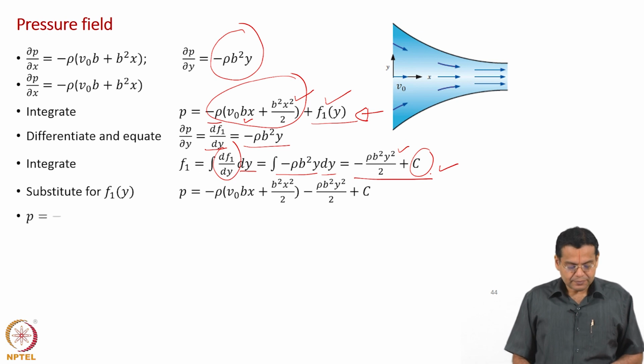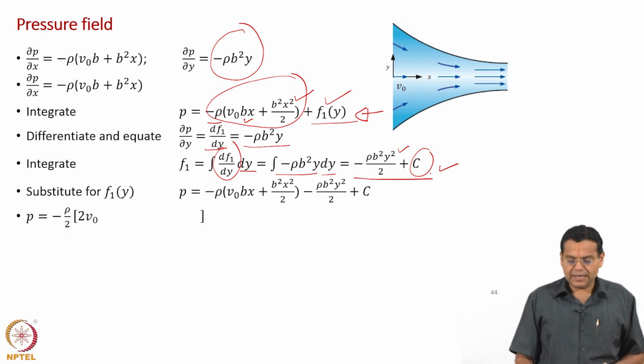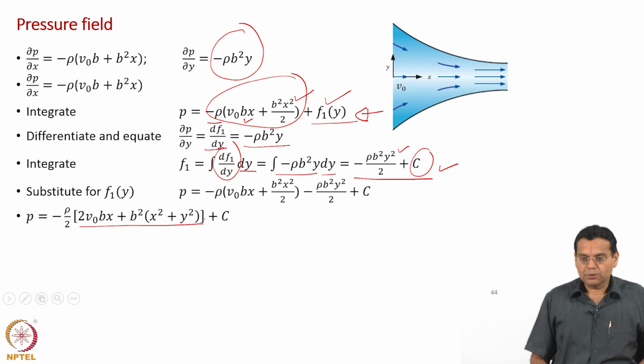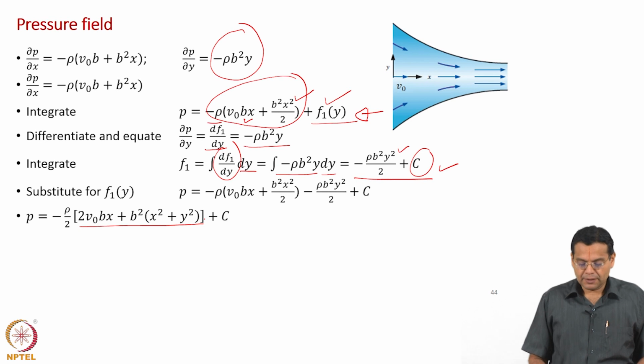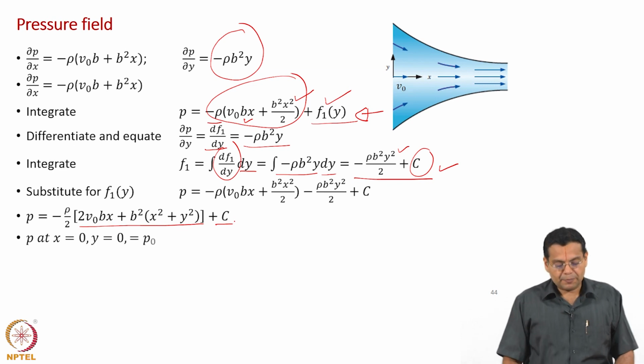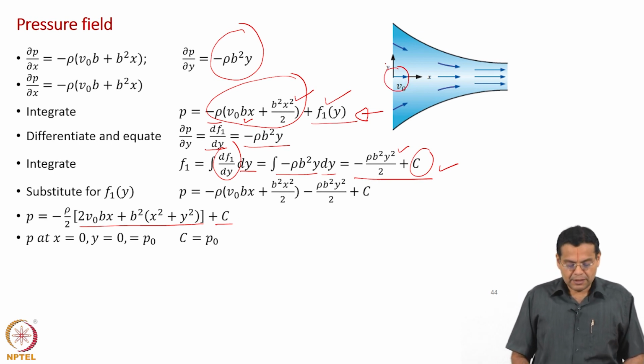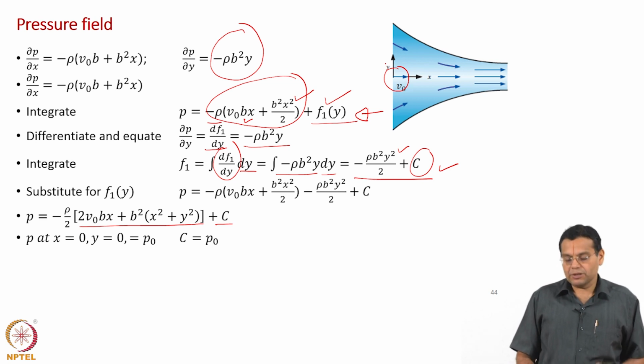Now, let us do some simple rearrangement so that it looks nice. We take out minus rho by 2, then what we have is these terms 2 v naught b x plus b squared into x squared plus y squared, and then this constant c. We will have to evaluate that now, which means we need a condition, we need a value of pressure at some point. Let us say we are given the pressure at x equal to 0, y equal to 0, and the pressure is p naught.